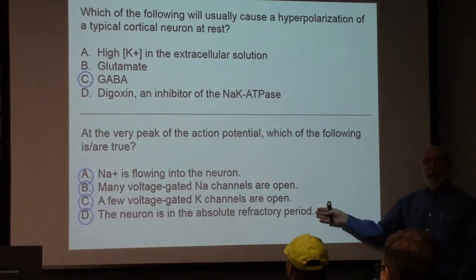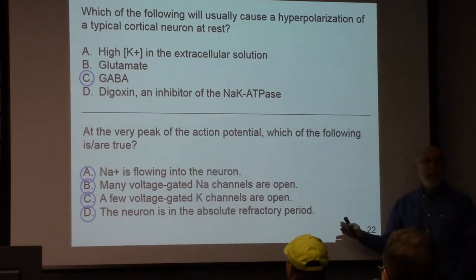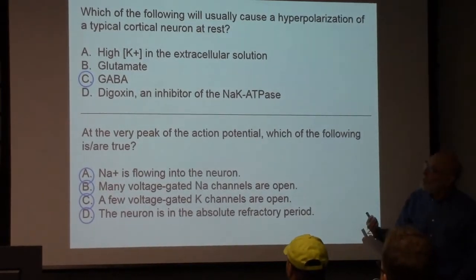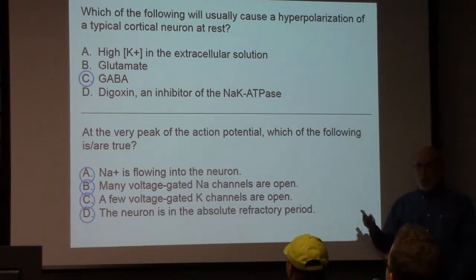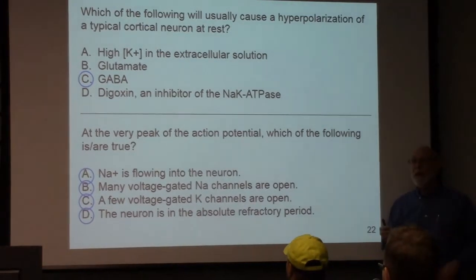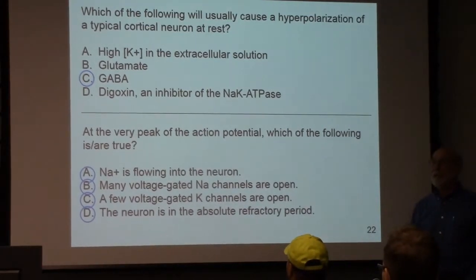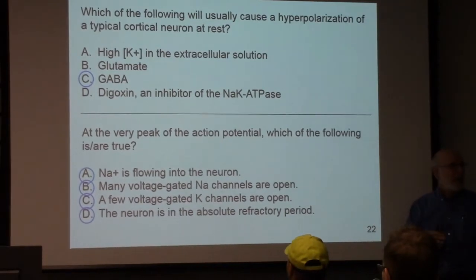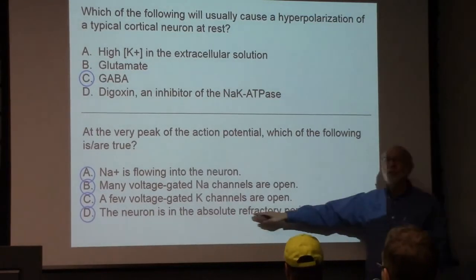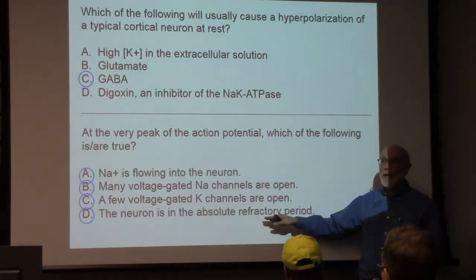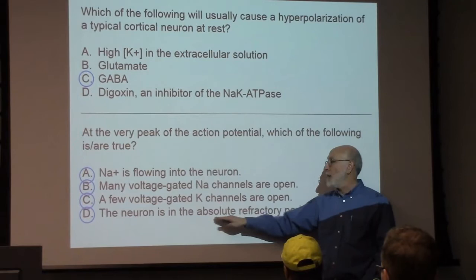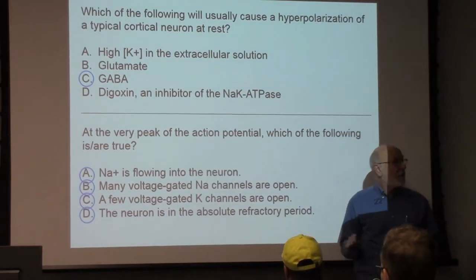The neuron is in the absolute refractory period. At the peak of the action potential, all the voltage-gated sodium channels are open or inactivated. They're one or the other, and another action potential is impossible. The cell is absolutely refractory. So I'm now introducing a concept that you should understand, the mechanism for the absolute and the relative refractory periods.